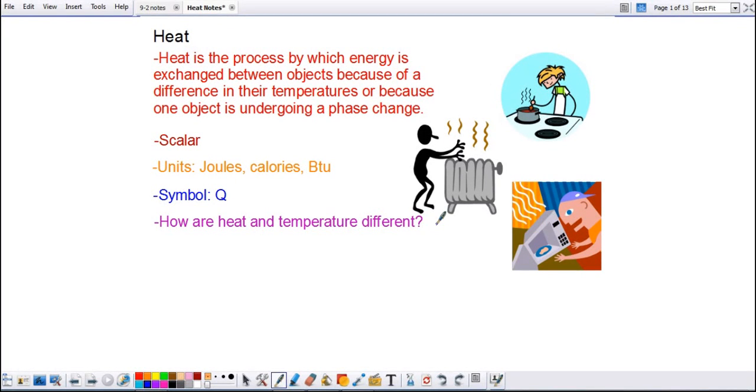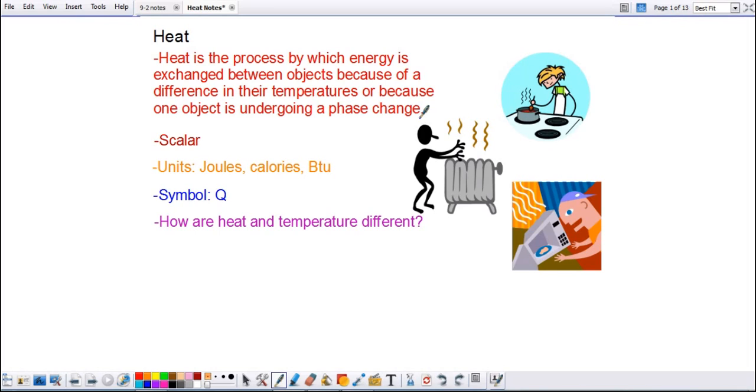Right, we're going to go ahead and talk about heat. Heat is the process by which energy is exchanged between objects because of a difference in their temperatures or because one object is undergoing a phase change.